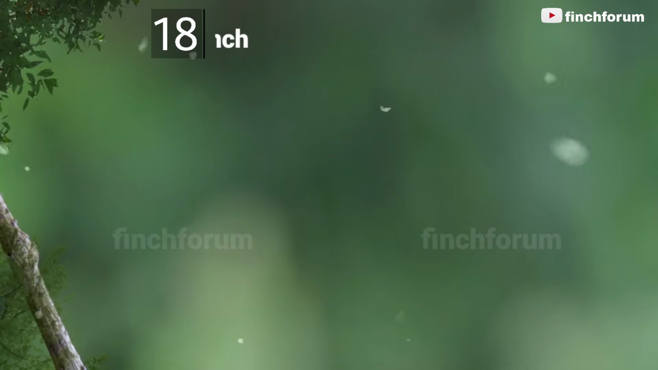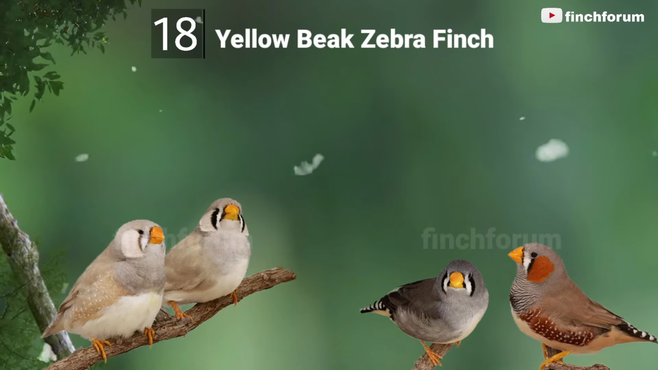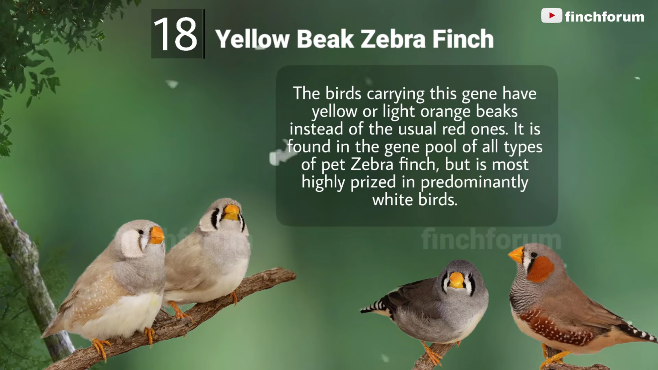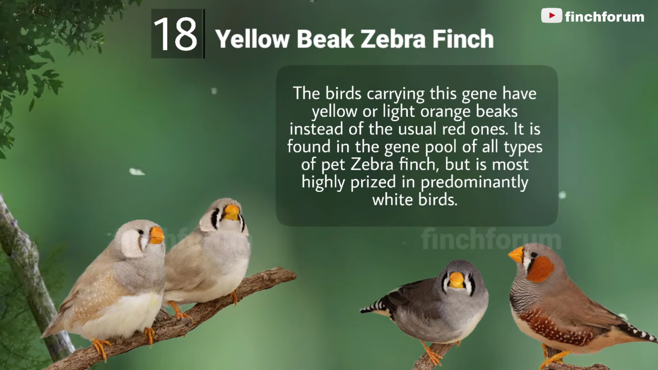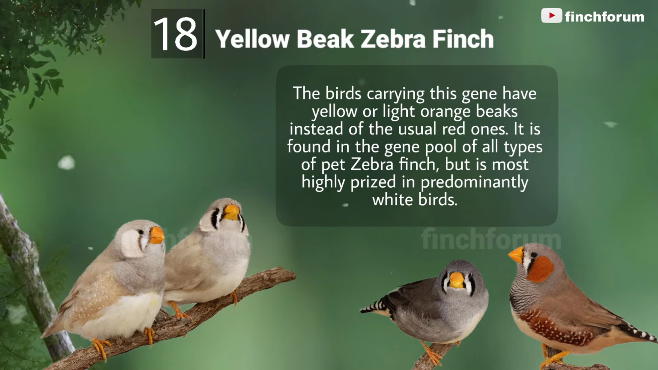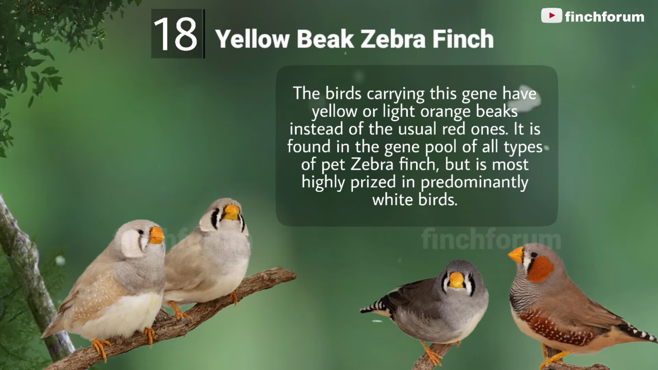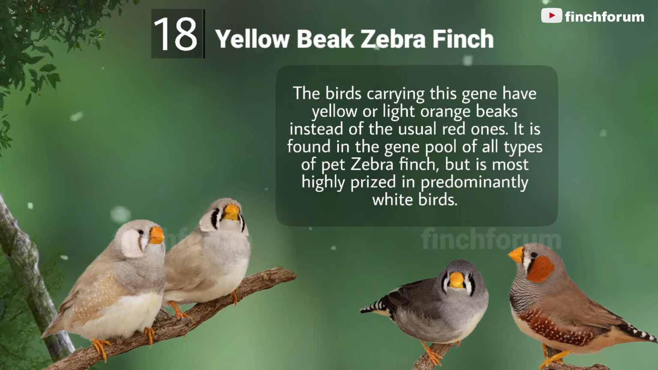Number 18. Yellow beak. The birds carrying this gene have yellow or light orange beaks instead of the usual red ones. It is found in the gene pool of all types of pet zebra finch, but is most highly prized in predominantly white birds.